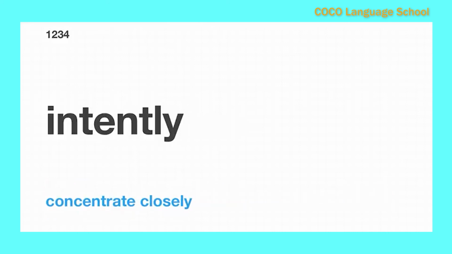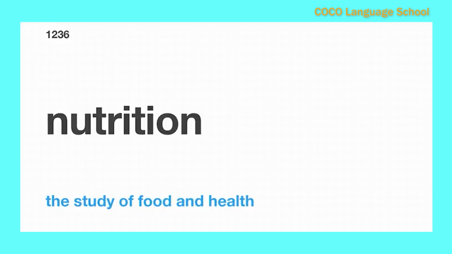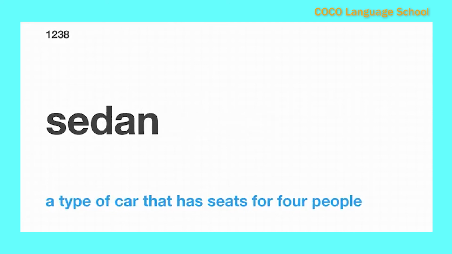Concentrate closely. Intently. Machine used to cut grass. Mower. The study of food and health. Nutrition. A statement that has been reworded. Restatement. A type of car that has seats for 4 people. Sedan.